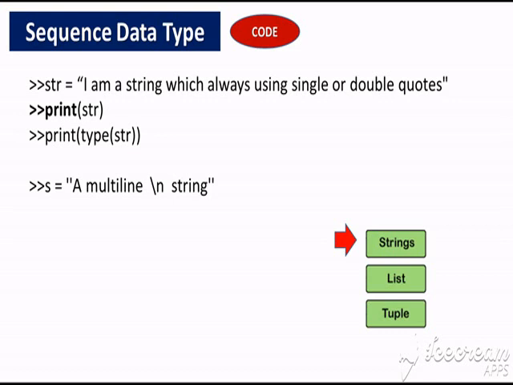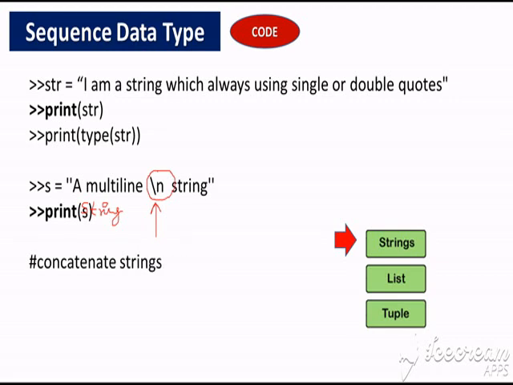Now for the multi-line string. Suppose I am interested in writing some lines in multiple lines, suppose line 1, line 2, line 3. Then there is one symbol, \n. Whenever you add the \n, Python will start writing from the next line. Suppose you use \n here, so Python will write this string word in the next line. So this is the concept of multi-lines. Now print s, so it will print the whole string in multiple lines.